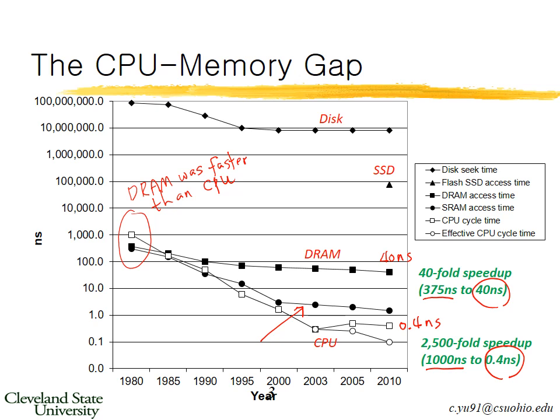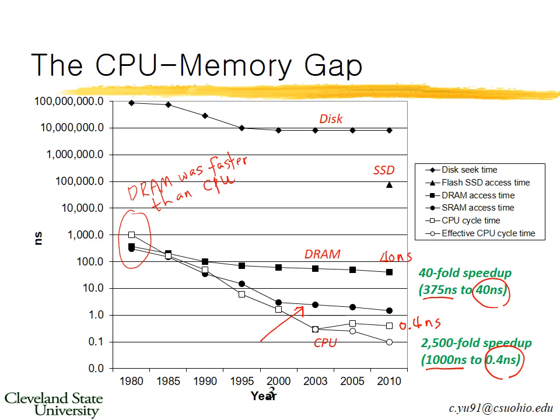Nowadays the DRAM is about 40 nanoseconds. On the other hand, the CPU is much faster, at 0.4 nanoseconds. So there is a great speed gap between the memory and CPU. That's why there is a need for cache design.